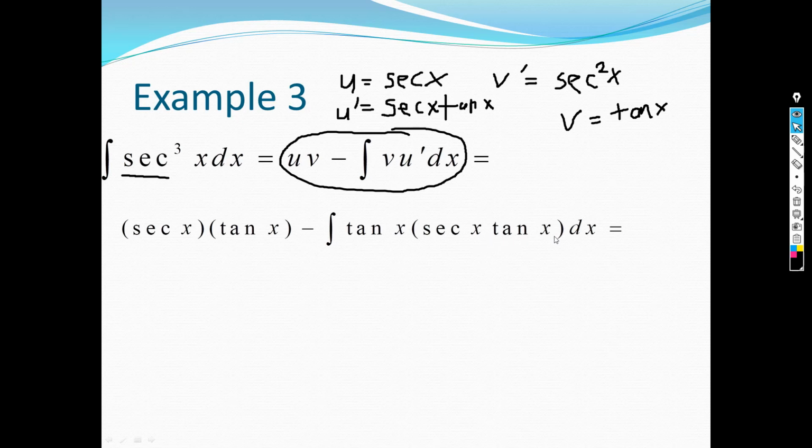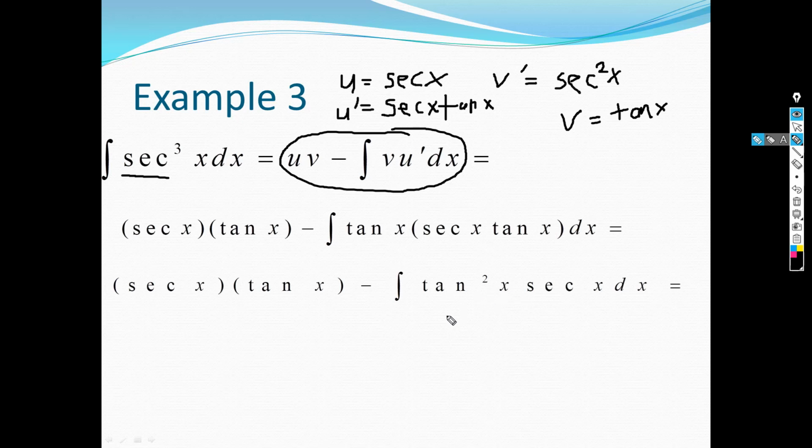Okay, then we're just going to simplify here. Tangent x times tangent x is going to give us tangent squared for this integral right here. So write the whole thing again. And all I did here again is just simplify. Tangent x times tangent x is tangent squared, times secant x. And then we want to integrate this. Okay, so the way it's written there, not that easy to integrate.